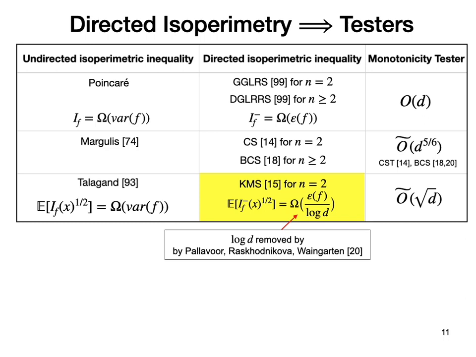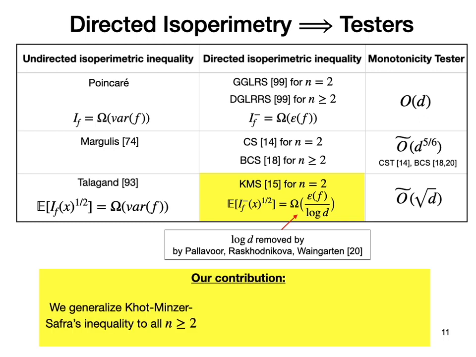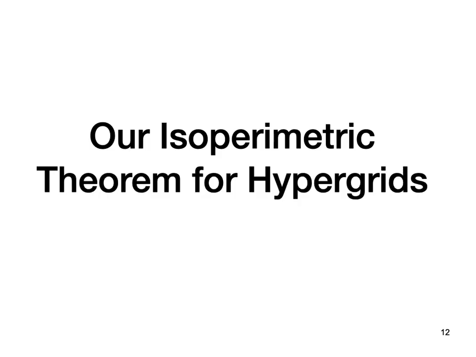So it was left open whether this inequality can be generalized to all values of n. And this is our main contribution: we're able to generalize this inequality to all values of n, so to general hypergrids. And this is what we use to obtain our n square root D query tester. Okay, so now in the second half of the talk, I'm going to tell you about this inequality.